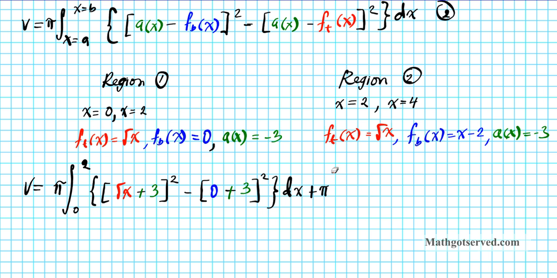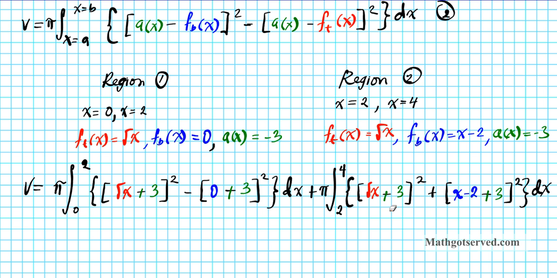Plus, now let's shift our attention to region 2. Pi from 2 to 4, limits of integration have changed, times the function on the top minus the axis of rotation. Minus the axis of rotation makes this a plus 3, because this is negative 3, so minus minus 3 makes it a plus. So pi r square for the outer disk, plus the inner disk, is going to be the function at the bottom, x minus 2, minus the axis of rotation. Minus times another minus makes this a plus 3. And then you close that, this is pi r square, close the integrand dx.